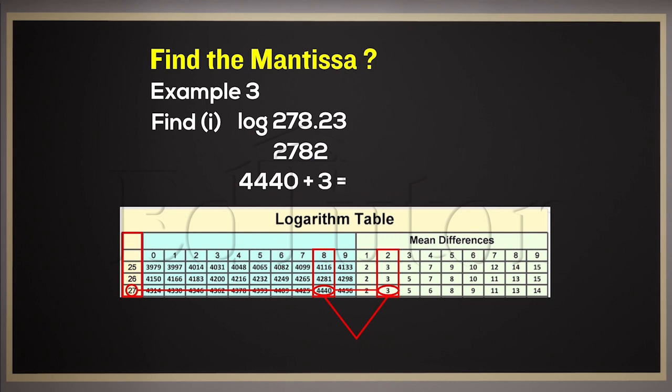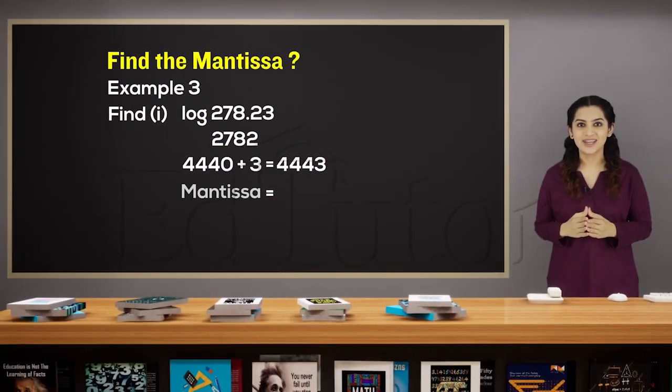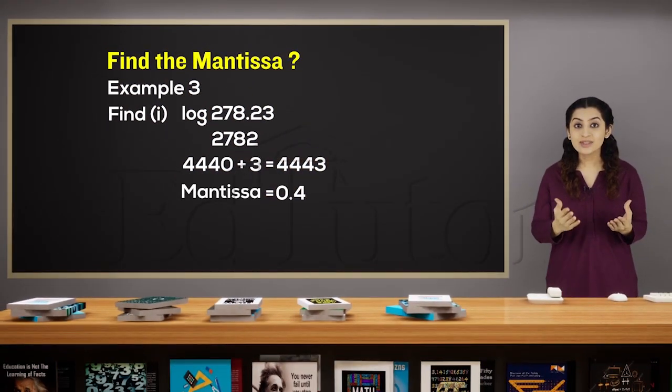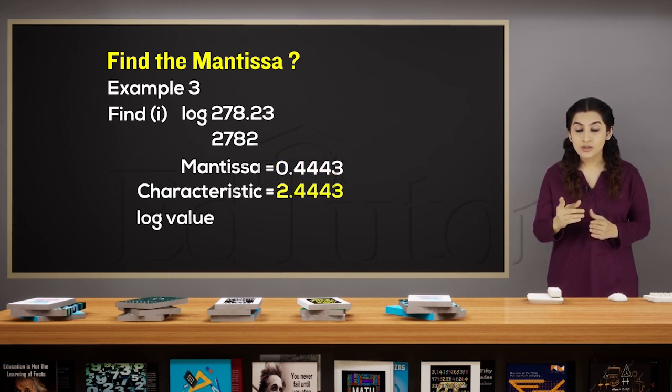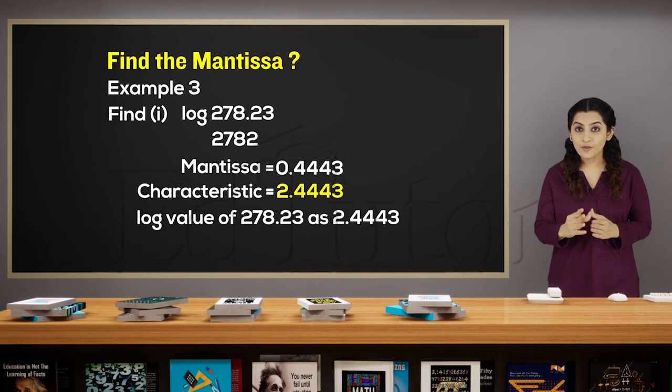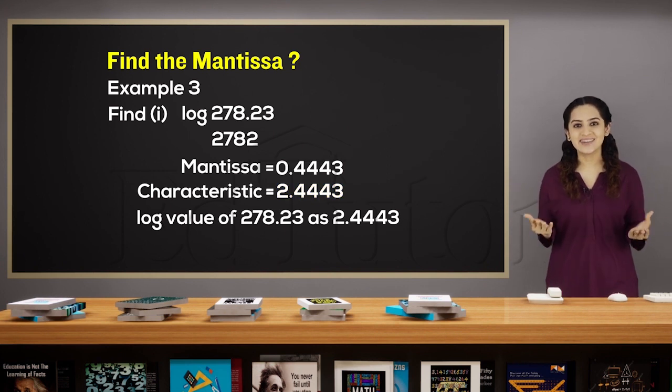Adding these two numbers together, we get 4,443. Our mantissa becomes 0.4443. Simple. Now, finally, combining the characteristic and mantissa together, we get the log value of 278.23 as 2.4443. Easy, right?